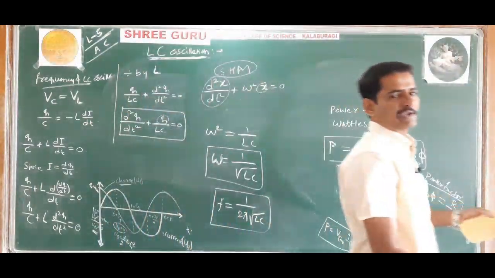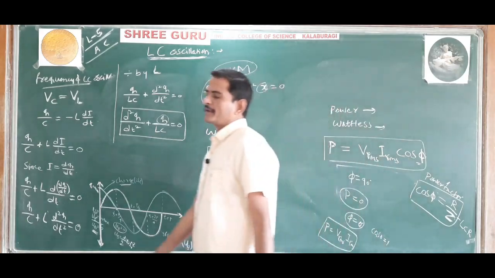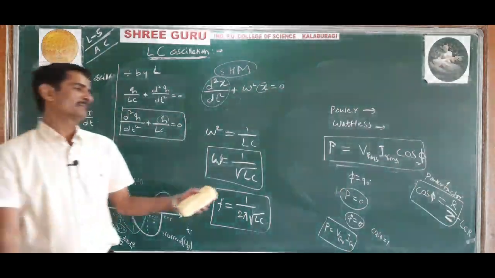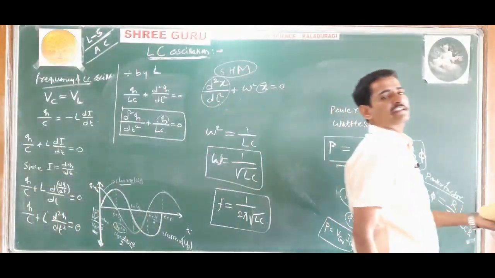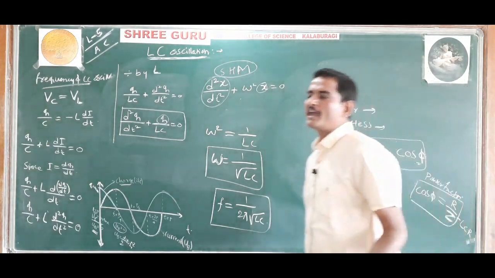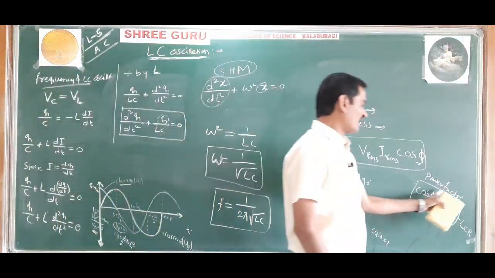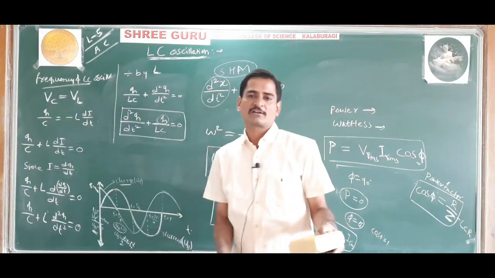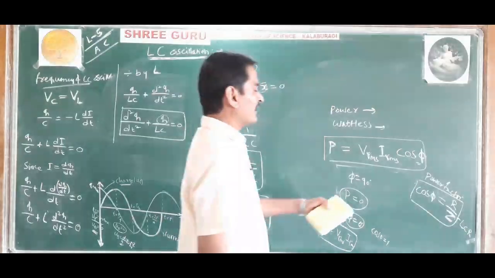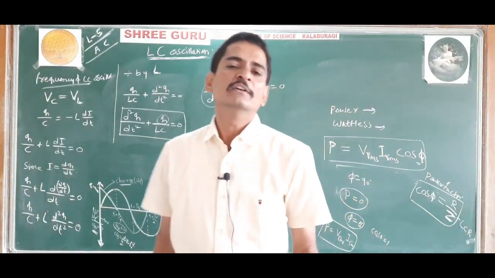Maximum power is dissipated in the case of a resistor, whereas in an inductor and capacitor the power dissipated is 0. Only in a resistor is power dissipated. Understood? Okay. And this cos phi is called the power factor, and we can prove that cos phi is equal to R divided by Z for an LCR circuit.